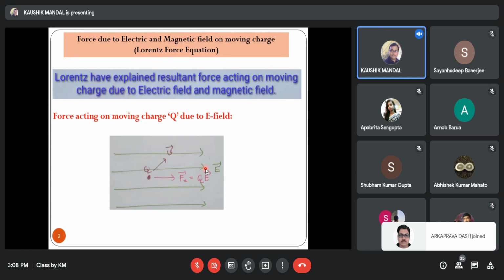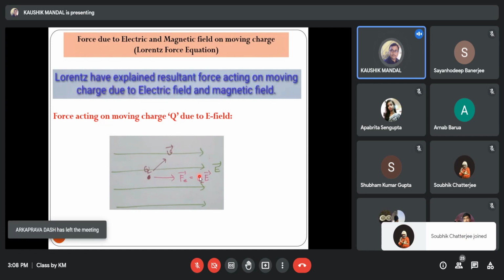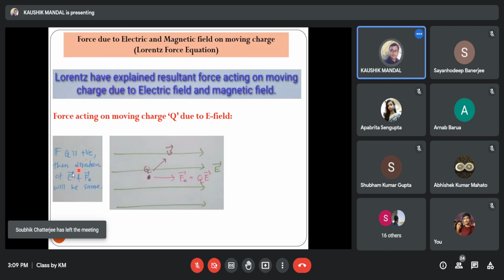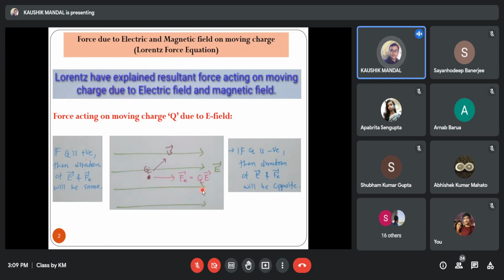Now the question is what should be the direction of this force. We are already familiar with this point. If the charge is positive, then the direction of force will be in the same direction as the electric field, as in this drawing. But if the charge is negative, then the direction of force will be in the opposite direction of the electric field. That's about the force on a moving charge due to electric field.